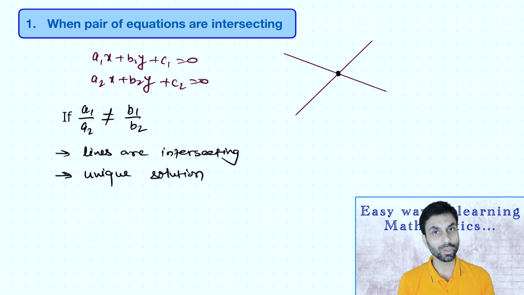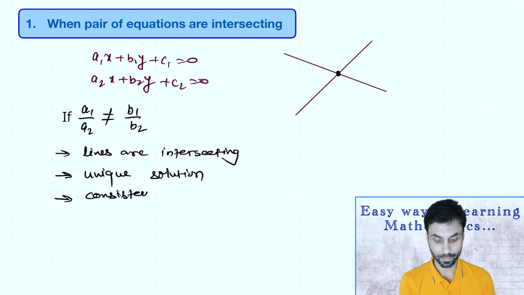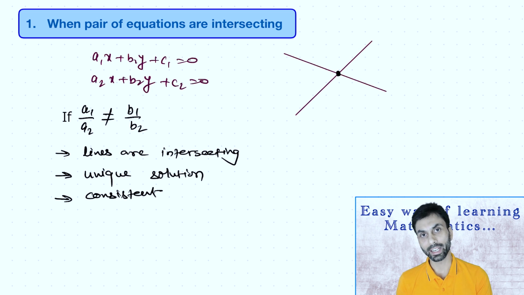And since it has a unique solution, we can also say it is consistent. As we have discussed earlier, a pair of equations is said to be consistent if it has at least one solution. So remember, this is what we can understand when the two lines are intersecting. These conditions are very useful, which we'll be using later on while solving the questions.